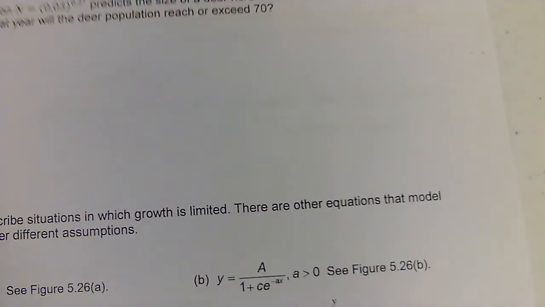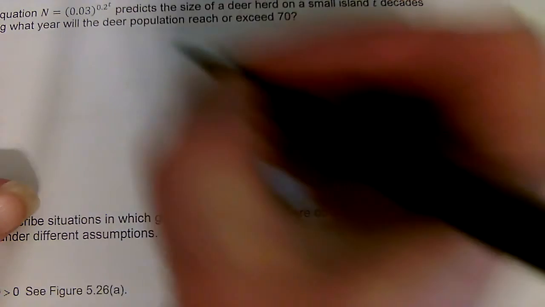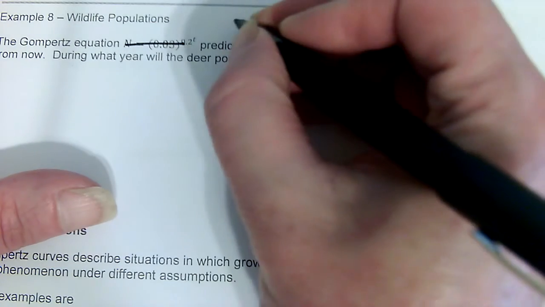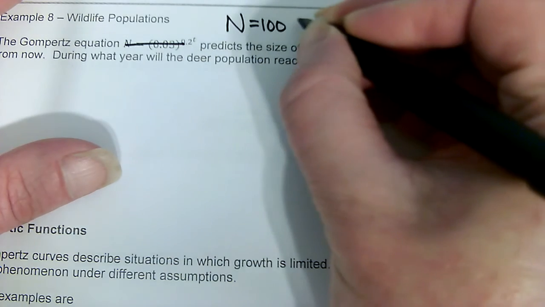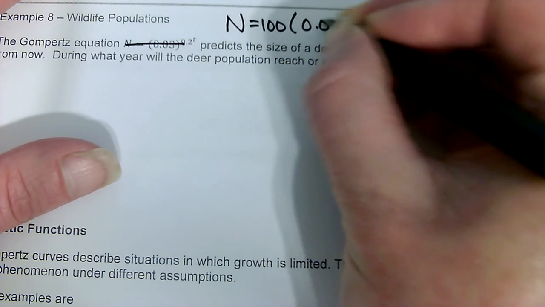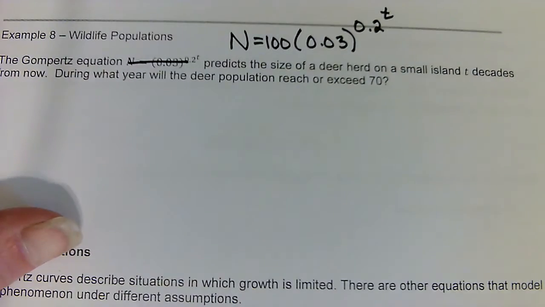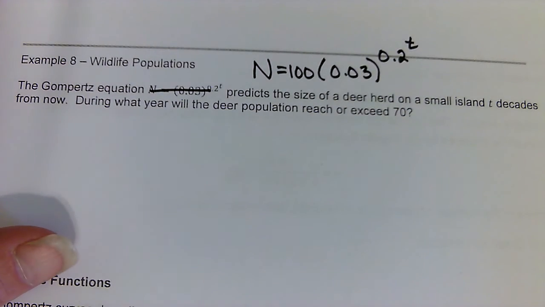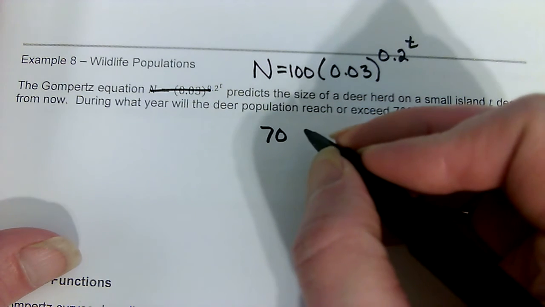Okay, here's another example, and it's missing something, so I have a typo on this example. I will have to fix that. This should read n equals 100, parentheses 0.03 to the 0.2 to the t. So during what year will the deer population reach or exceed 70? So we want to know when it is at 70.